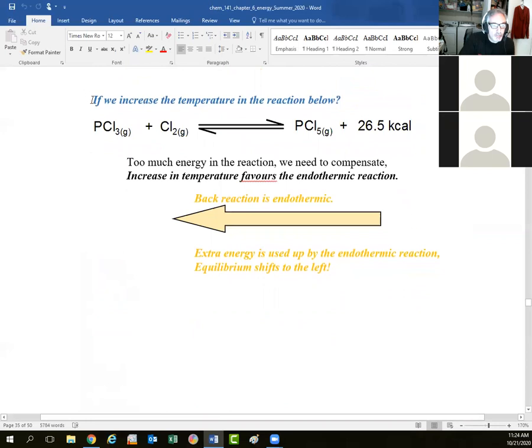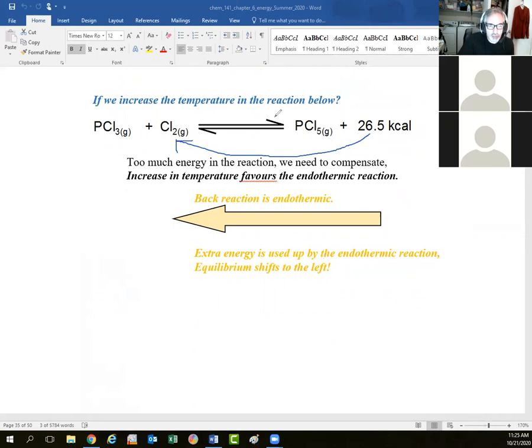Next one, we are back to increasing temperature once more. Reaction with phosphorus trichloride combining with chlorine to produce phosphorus pentachloride and giving out energy. So increasing temperature, we now have too much energy. If we have too much energy, we have to use it up. We need to favor a reaction which uses up energy. That's the endothermic reaction. And so as we look at the equation from right to left, that's the reaction. That's the path where energy is being consumed.